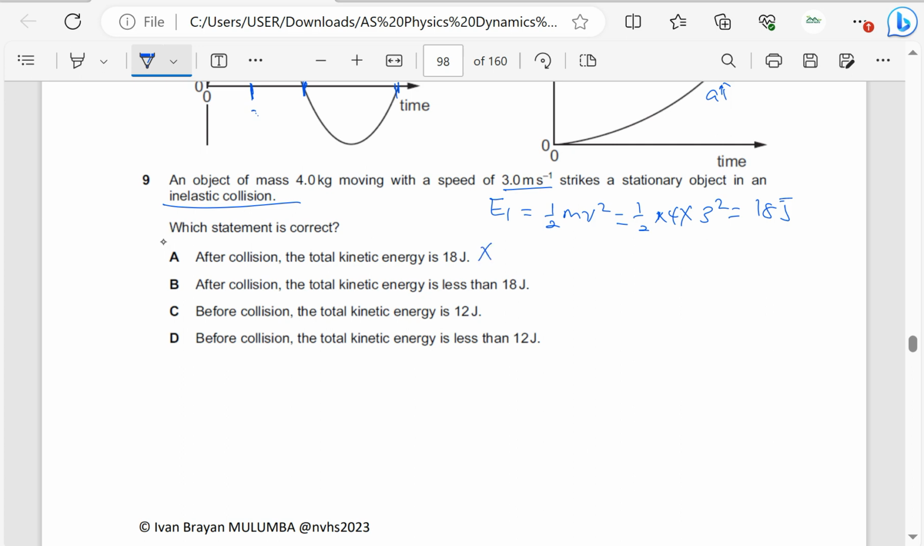So the statement that after collision total kinetic energy is 18 joules would be wrong because it would mean kinetic energy is conserved. So since the collision is inelastic, E2 cannot be equal to 18. In fact, E2 is most likely going to be less than 18 joules. After collision, total kinetic energy is less than 18 joules, so the answer is going to be B.